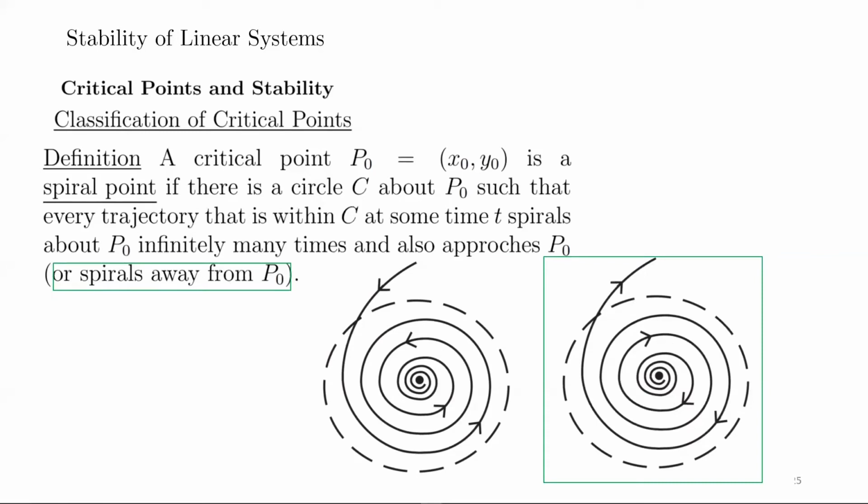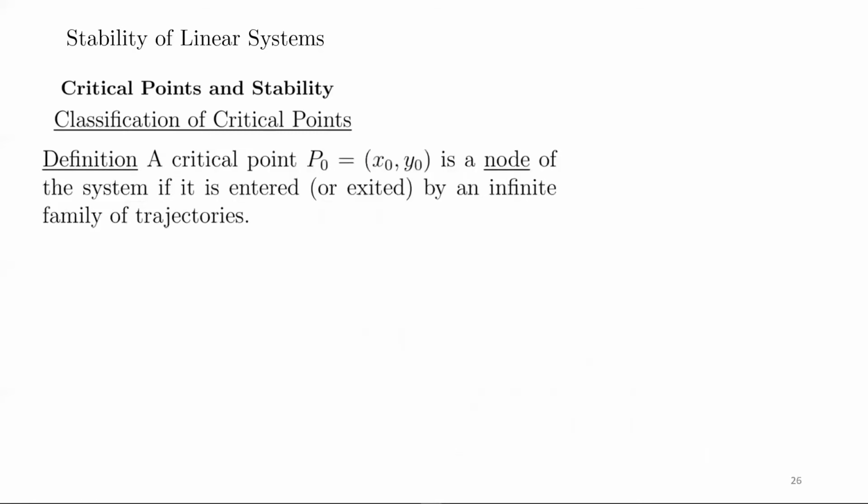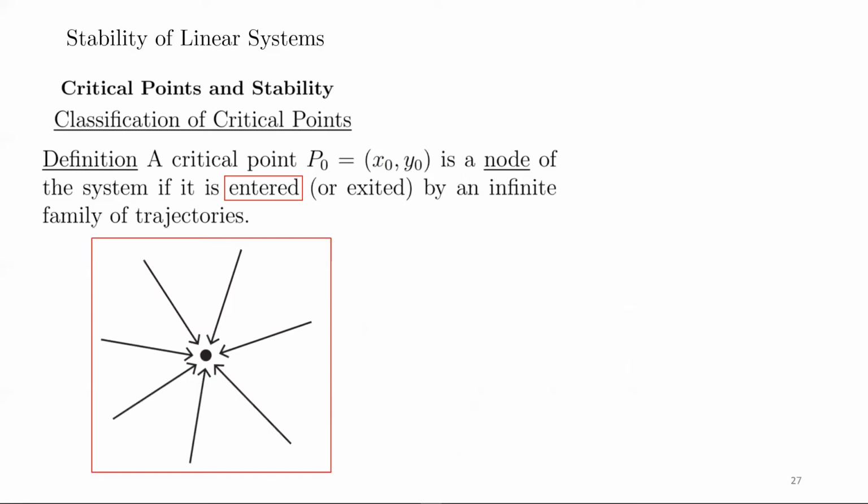Okay, the fourth type of critical point that we can see: a critical point P0 is called a node of the system if it is entered or exited by an infinite family of trajectories. Again, we've got two cases here. We've got the case where we have a critical point, and no matter where we start near this critical point, no matter where you pick as an initial condition around this point, you get sucked into the critical point. If I get sucked in, it's like a sink.